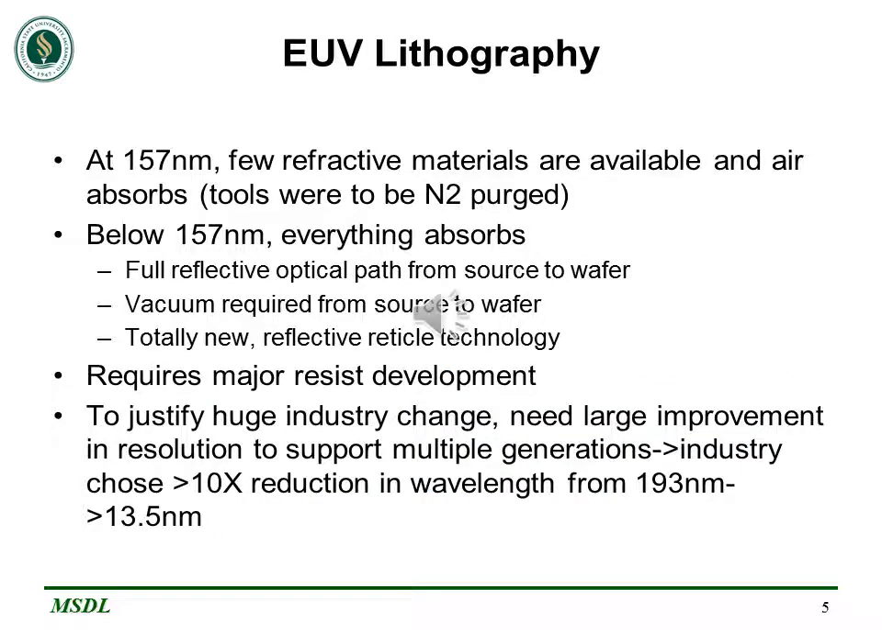The extreme ultraviolet lithography supports wavelengths shorter than 193 nanometers, typically 157 and less than that. But the problem is there are only a few refractive materials that are available, and the others get absorbed. A full refractive optical path from source to wafer is required for this. A vacuum is required from the source to wafer as well. It requires major resist development too.